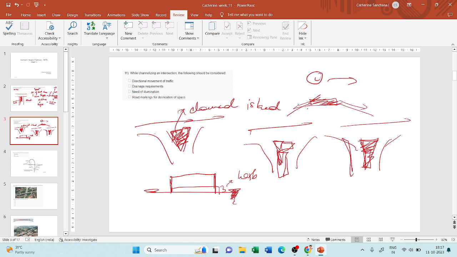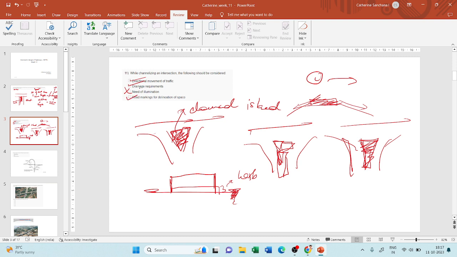Okay, so now from all the points that we saw, let us see which one suits this question better. Okay, so while channelizing an intersection, the following should be considered. So should you consider directional movement of traffic? Yes. Should you consider drainage requirements? Yes. Should you consider need for illumination? No. Should you consider road markings for delineation of space?